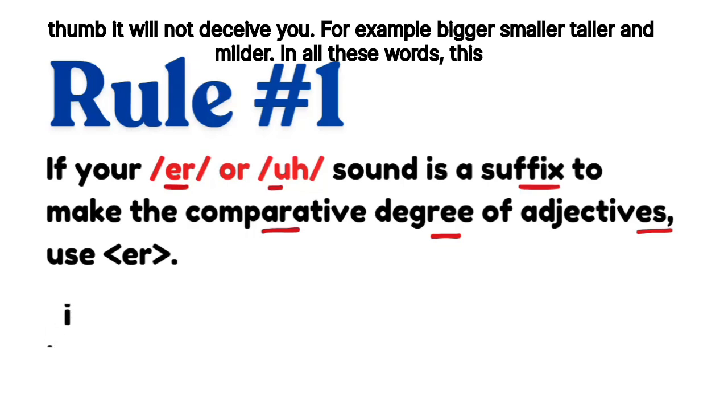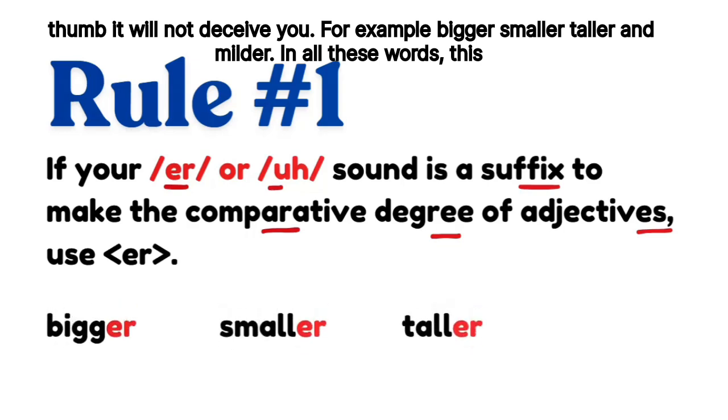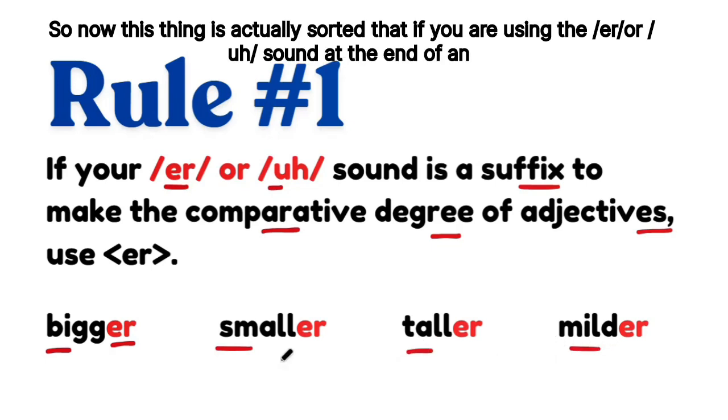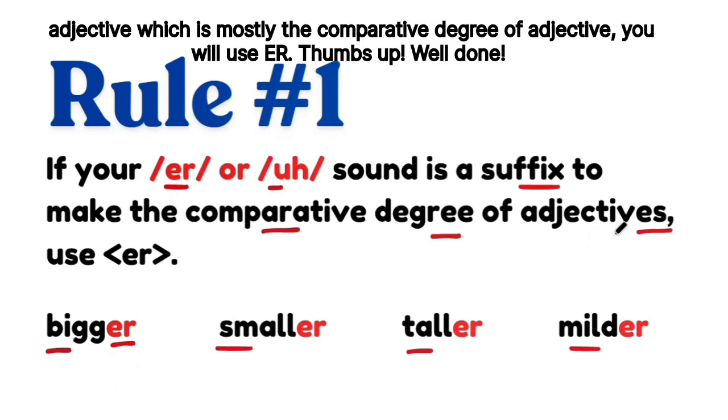For example, bigger, smaller, taller, and milder. In all these words, this ER is used as a suffix to make the comparative degree of the adjective big, small, tall, and mild. So now this thing is at least sorted that if you are using the sound at the end of an adjective, which is mostly the comparative degree of adjective, you will use ER.